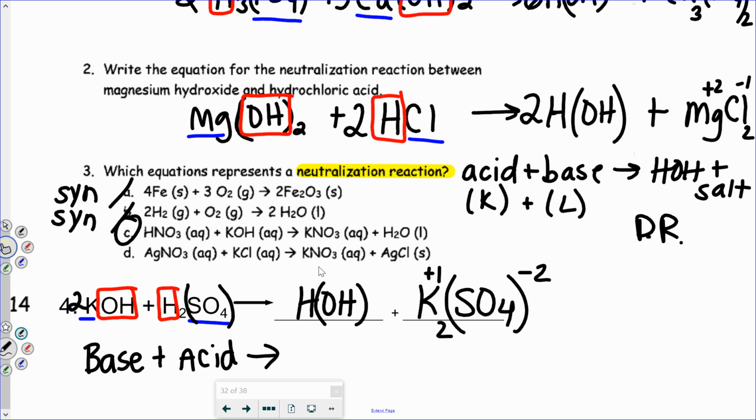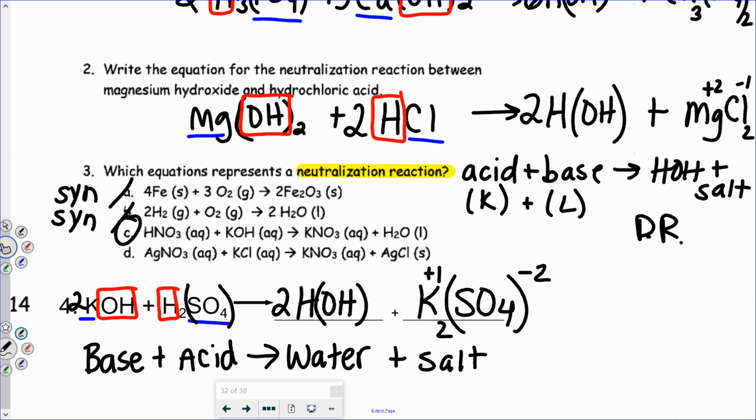Once I've made sure that the salt is balanced, I can check on the water. I have 2 OHs here. I only have 1 here, so I've got to put a 2 out front. I have 2 hydrogens here, and because I just put that 2 out front here, I have 2 hydrogens. So here's my water, and here's my salt. So that represents a neutralization reaction.